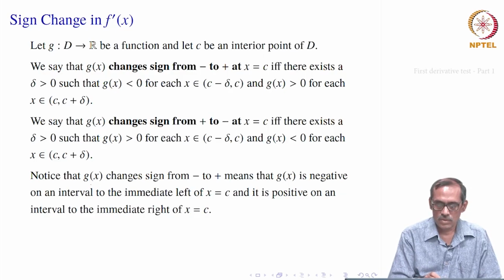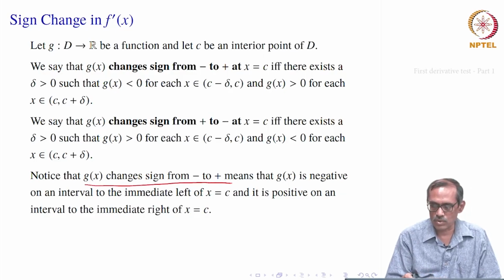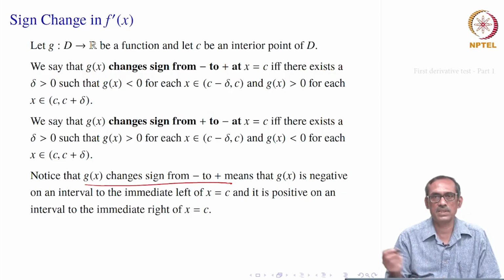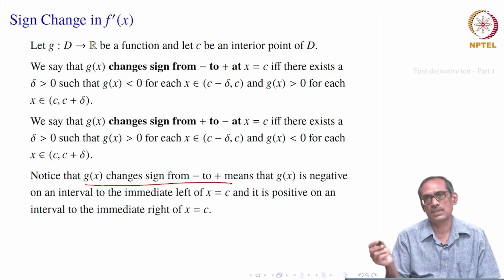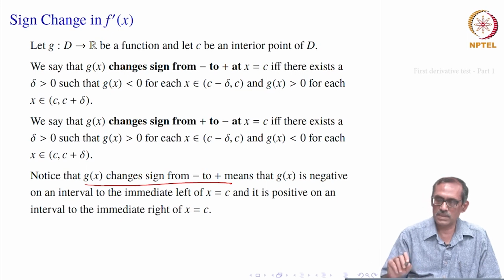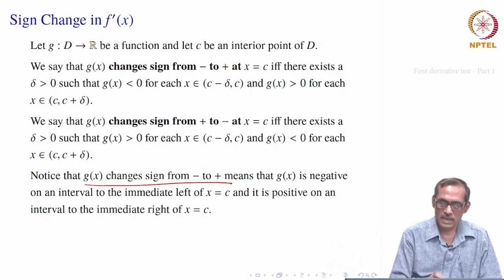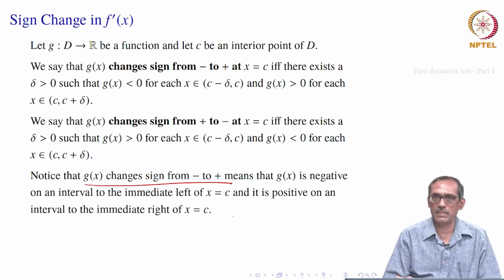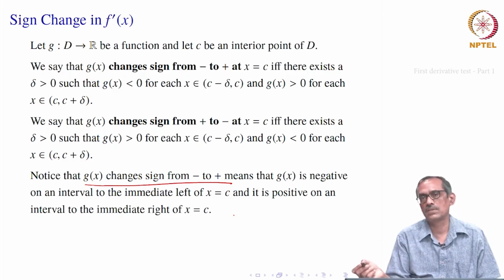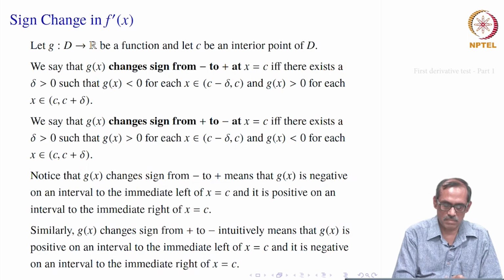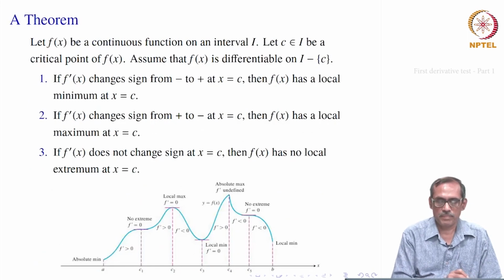Okay. So, g(x) changes sign from minus to plus means g(x) is negative on the interval to the immediate left of c, and it is positive to the immediate right of c. Similarly, it changes sign from positive to negative means on the left of c it is positive, on the immediate right of c it is negative. That is its meaning. Okay.